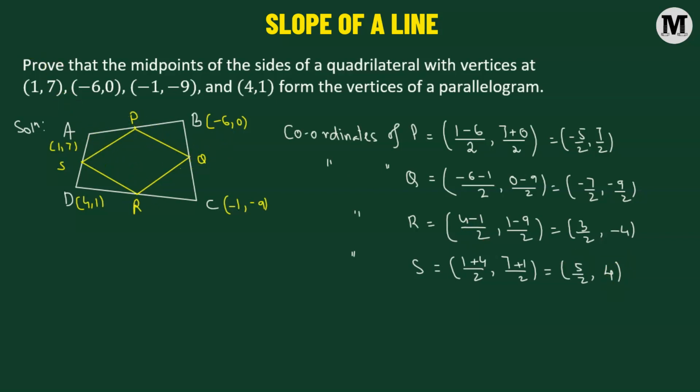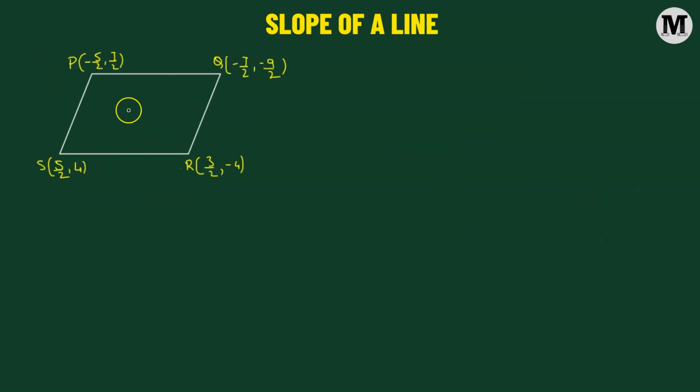So let's redraw our diagram. Now, in order to show that PQRS is indeed a parallelogram, we'll show that the length of PQ equals the length of RS and they are also parallel. Similarly, we'll show that the length of side QR equals the length of side PS and they are parallel to each other. Let's try to obtain the length of PQ first.